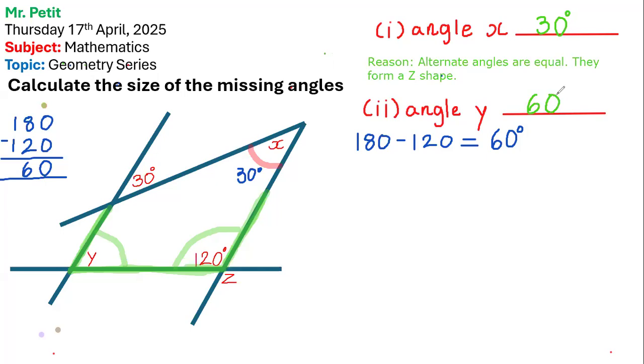60 degrees. What is the reason, class? Co-interior angles add up to 180 degrees. So the reason is co-interior angles add up to 180 degrees. Or we can say co-interior angles are supplementary. Very good, supplementary.